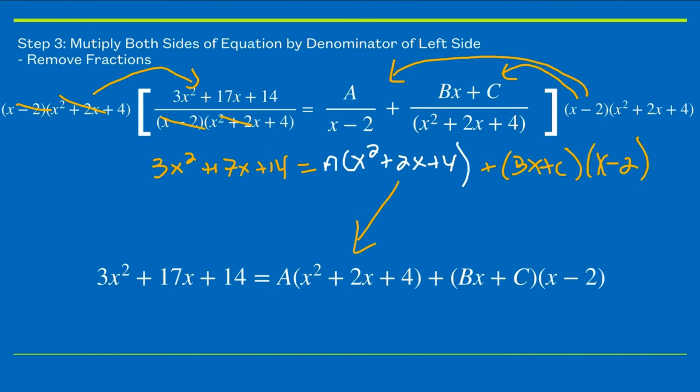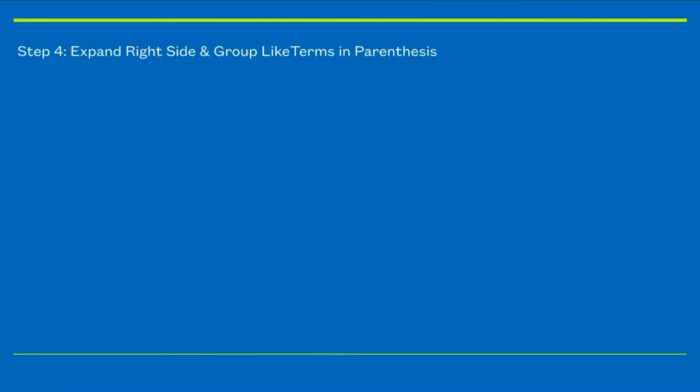We've gotten rid of the fractions, and now we're going to clean it up a little bit. What we're going to do in the next step is we're going to distribute into the parentheses all the way across, and then we'll wind up doing some grouping. So we'll go on to step 4. All right, so now we'll head into step 4, where you can see it.